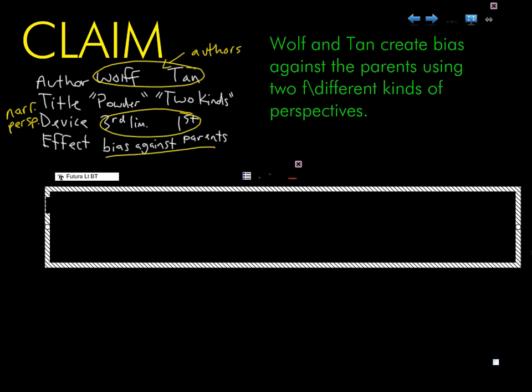Oh, it is a little bit redundant. Two different kinds of narrative kinds of perspectives. He could just say two different perspectives. But what are we looking for? We're not looking for that difference, right? If I say different, doesn't that add a new idea that I must develop in some way? If I say two things are different and I don't tell you how, there's some sort of complexity in that sentence that I don't think Jeremy wants. So here's how I'm going to change it. In Powder and Two Kinds, authors Wolf and Tan create bias against parents using limited perspectives.